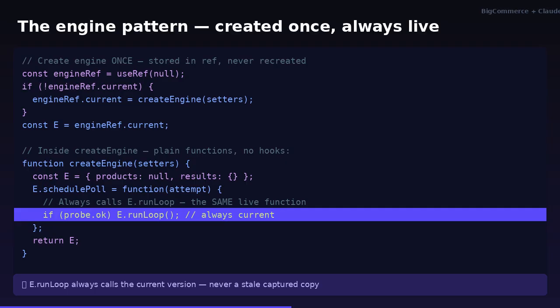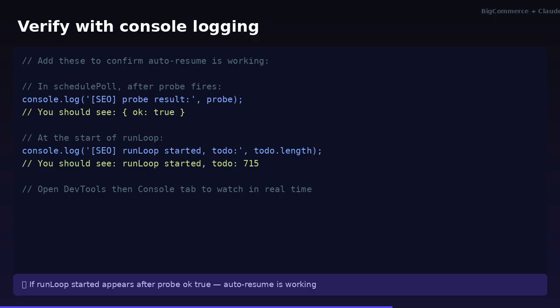To verify the fix works, add two console.log statements. One after the probe fires showing the result, and one at the start of runLoop. Open Browser DevTools, click the Console tab, and watch for "probe result OK true" followed immediately by "runLoop started." If both appear in sequence, auto-resume is working correctly.